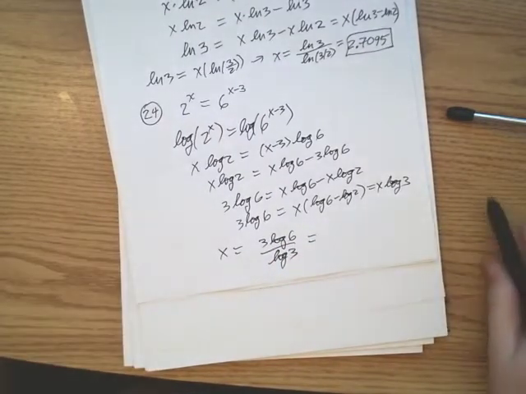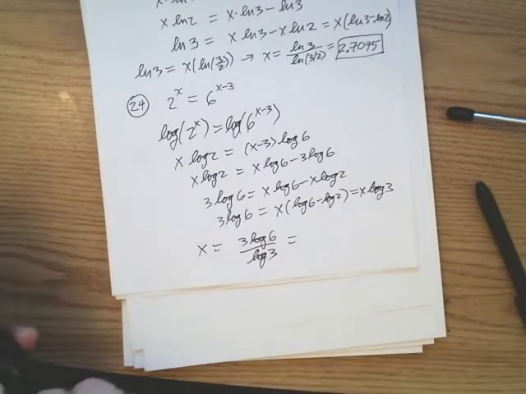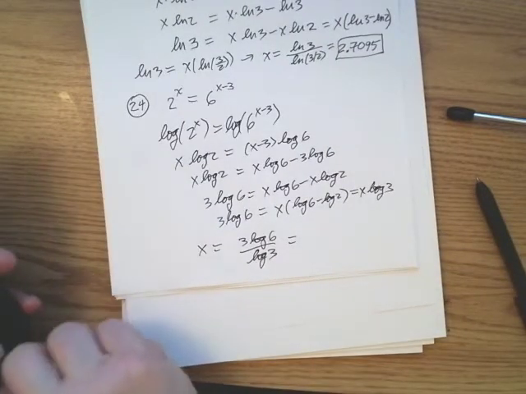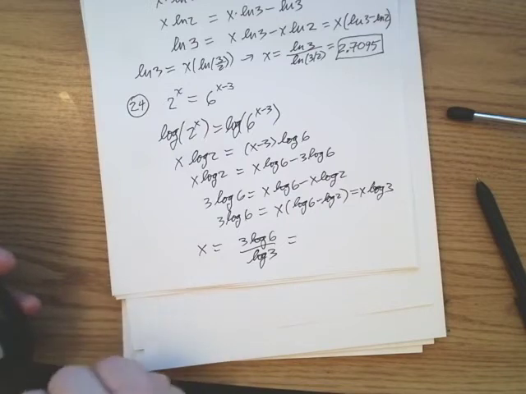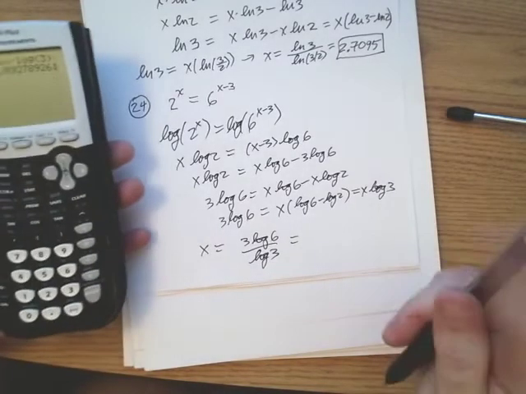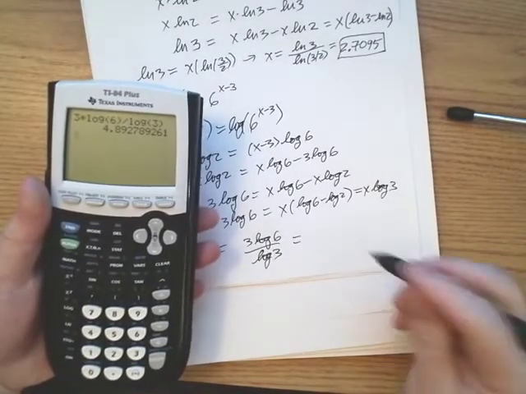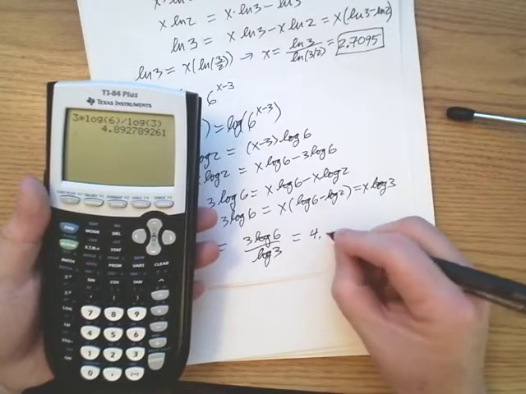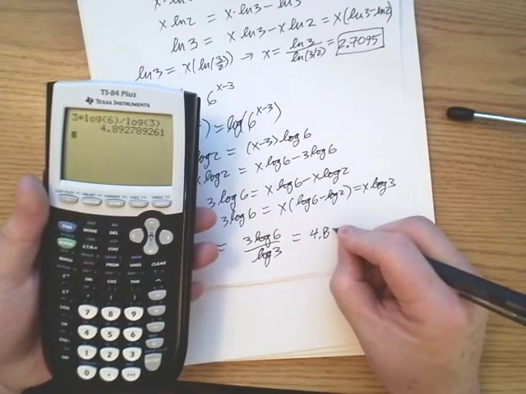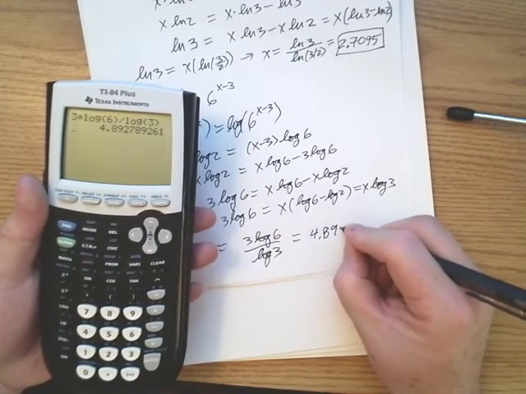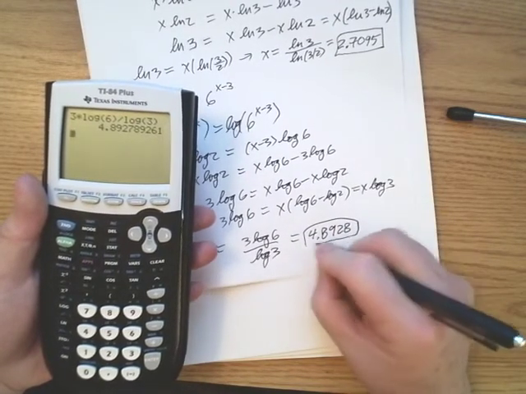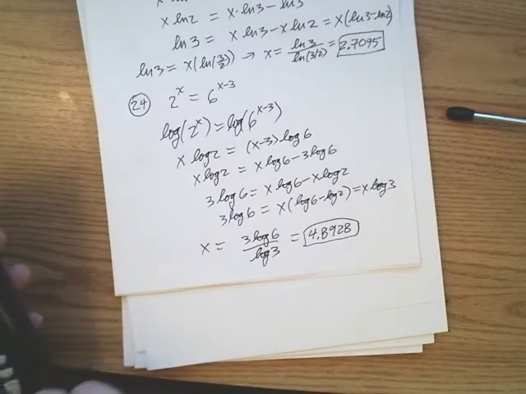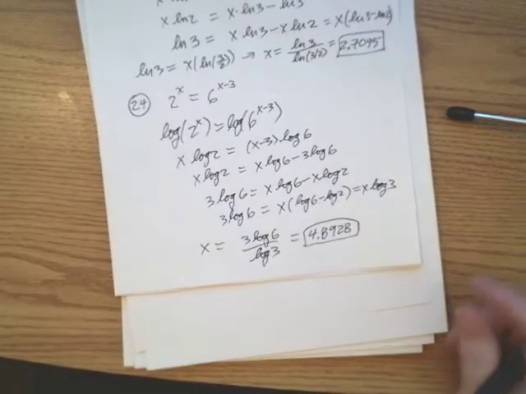And then let's use our calculators. Okay? Now it's really good for you guys to go through and punch the numbers in, just like I'm doing here. Okay, get used to using your calculator. 8, 9, 2, 8. Okay. Alrighty.